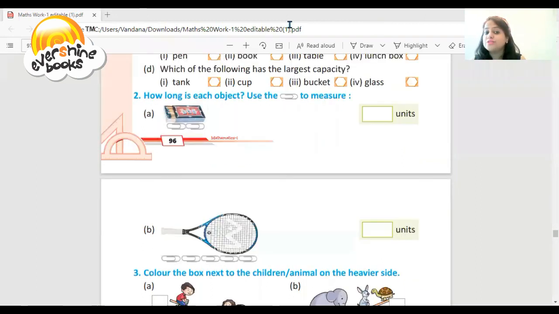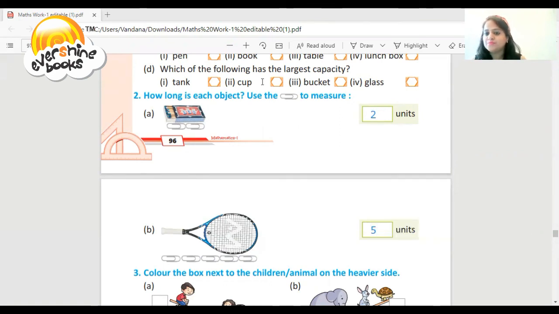Now students, it's your second question. How long is each object? Use the pins to measure. It means first there are matchsticks and 2 pins are there to measure the matchsticks. Just write 2 units of pins here. Okay. Now students, it's your badminton and how many pins are there to measure the badminton? 1, 2, 3, 4, 5. 5 units are there to measure the badminton.